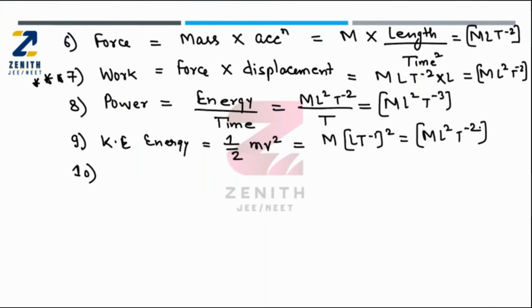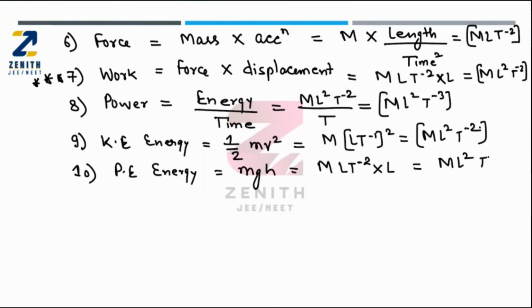Similarly, potential energy भी तो अभी same dimension होगा. Potential energy is m g into h. M, g is the acceleration due to gravity. That means acceleration only. L T minus 2. और हाइट जो हो गया वो हो गया L. Then again you will get as M L square T minus 2.